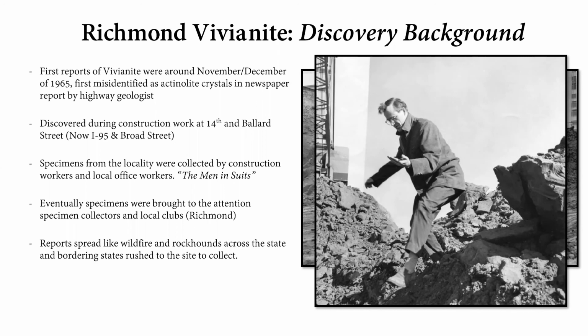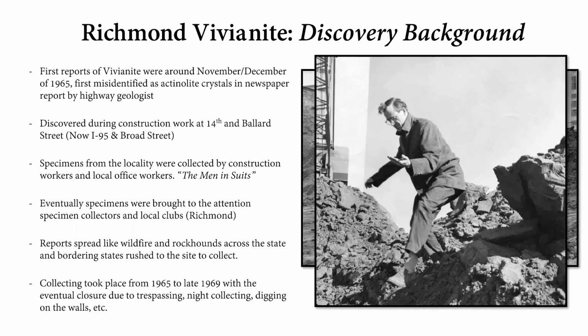from the Richmond Club. And then, as I said, reports spread like wildfire eventually. A lot of rockhounds across the state started learning about it. Bordering states started coming and learning about the location. And I would say that the primary collecting, when I'm looking at the records, happened around 1965 to late 1969.